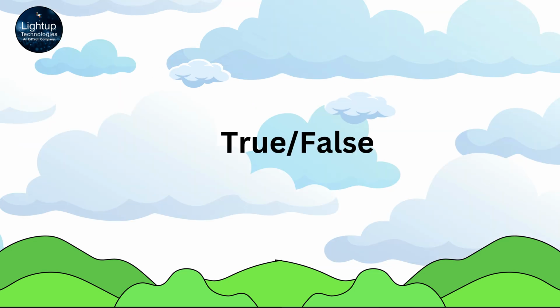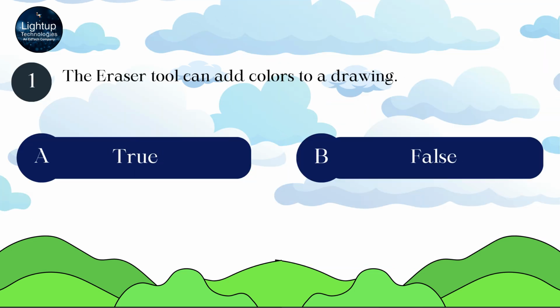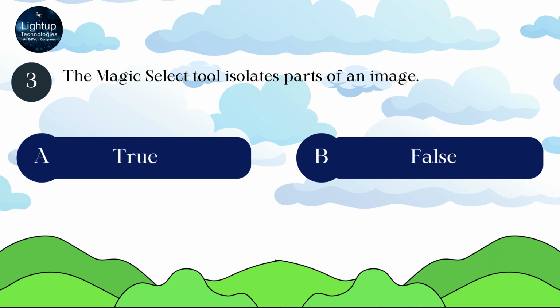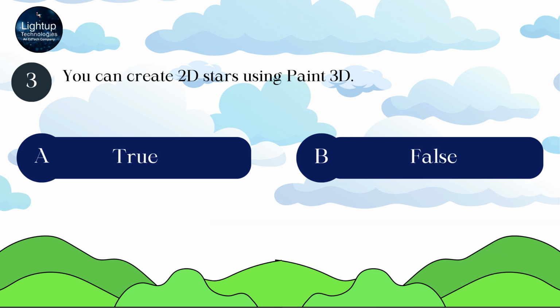True or false? The eraser tool can add colors to a drawing. The magic select tool isolates parts of an image. You can create 2D stars using Paint 3D.